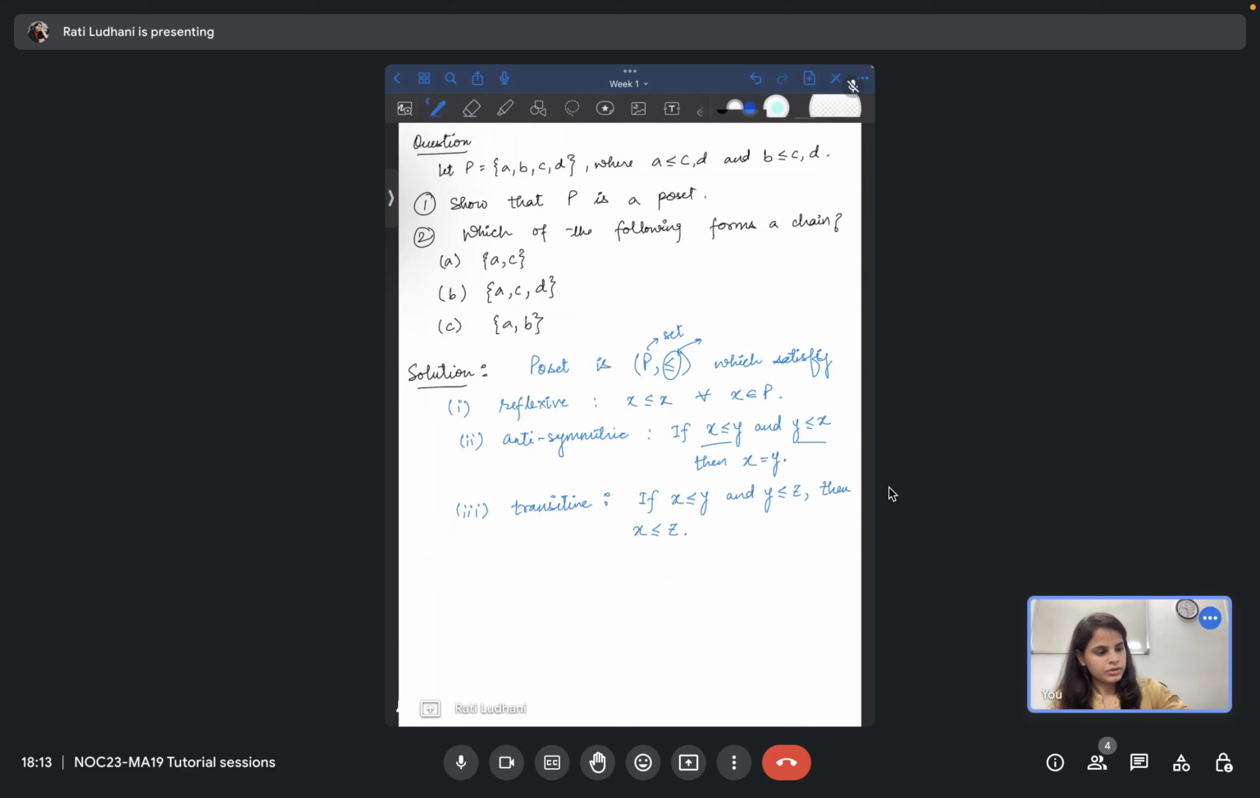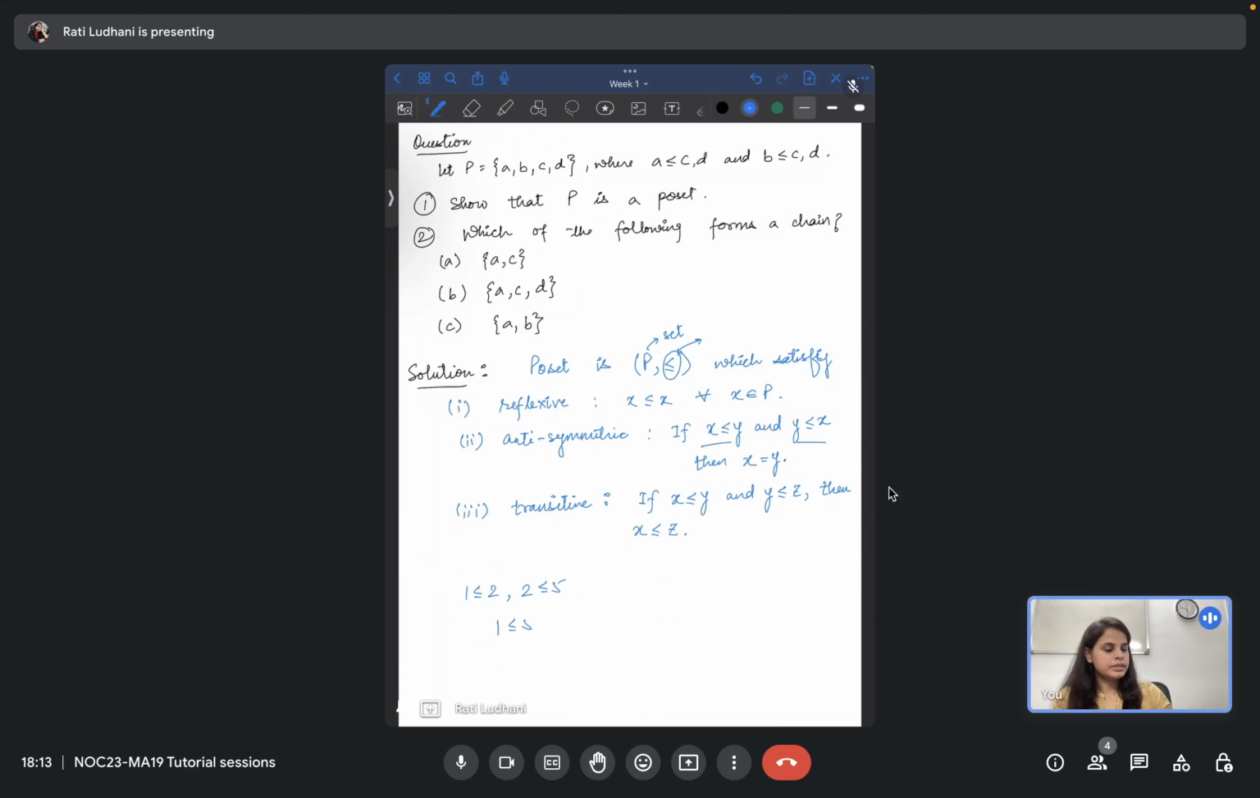So the first question says, can you give an antisymmetric example using numbers? Antisymmetric example. Transitive means 1 less than or equal to 2, 2 less than or equal to 5, and 1 less than or equal to 5. So how to write antisymmetric?